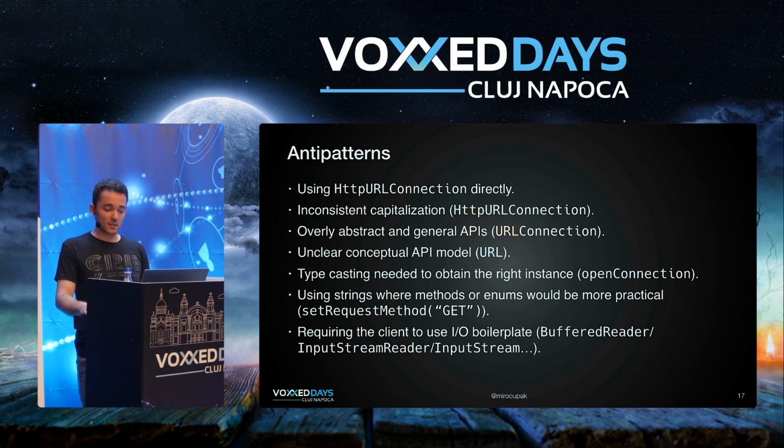Using strings where methods or enums would be more practical is also an anti-pattern. Compare how we set the request method in the old API that was passed as a string versus in the new API that was just a method. It was just better. Again, perhaps that's the cost of the generalization of the API in the past.